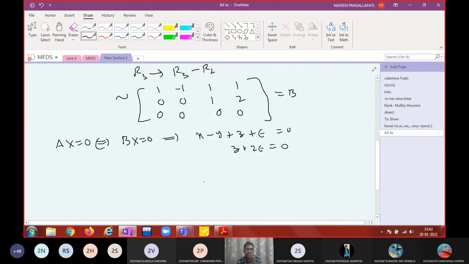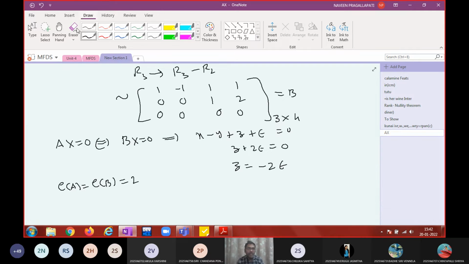So what is the dimension? The rank of A equals the rank of B equals 2. What is the order here? 3 by 4. So it will have 4 minus 2 equal to 2 independent solutions. What are the free variables here? When z plus 2t equal to 0, what is z? Minus 2t. So can you identify the independent variables now?